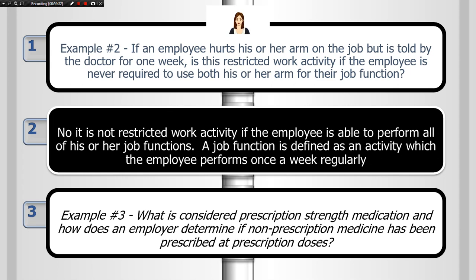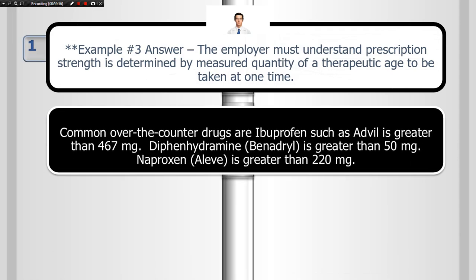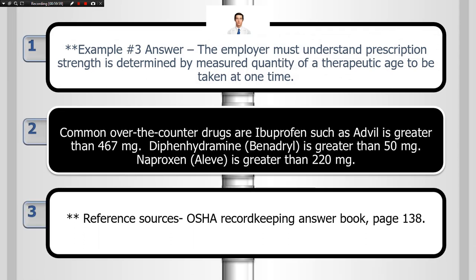Example number 3. What is considered prescription strength medication, and how does an employer determine if non-prescription medicine has been prescribed at prescription doses? The employer must understand that prescription strength is determined by the measured quantity of a therapeutic dose to be taken at one time. Common over-the-counter drugs: ibuprofen, such as Advil, is greater than 467 mg. Diphenhydramine, Benadryl, is greater than 50 mg. Naproxen, Aleve, is greater than 220 mg.